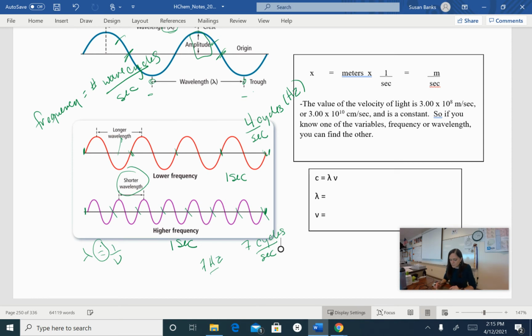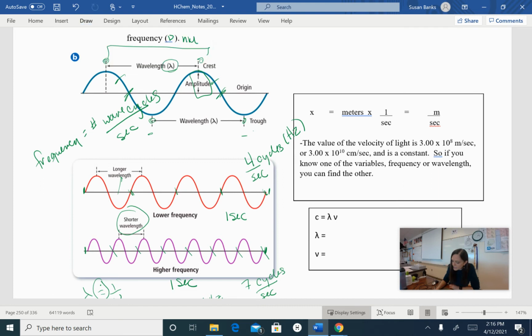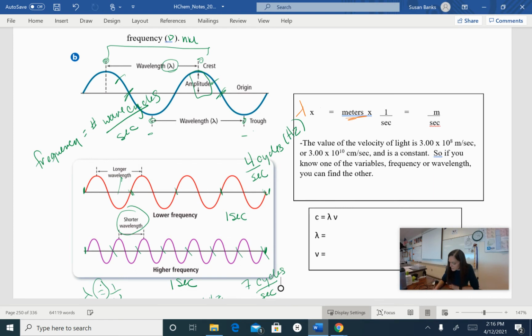Okay? So here we go. Let's do some math here. Let's generate an equation or two. So when we do this, our wavelength is in meters, and our frequency is in per seconds. So what happens if I have meters times per second? I get a unit of meters per second. What is meters per second? Isn't that a speed or a velocity? This gives me a speed or a velocity.